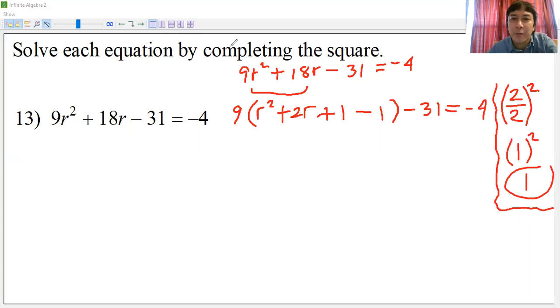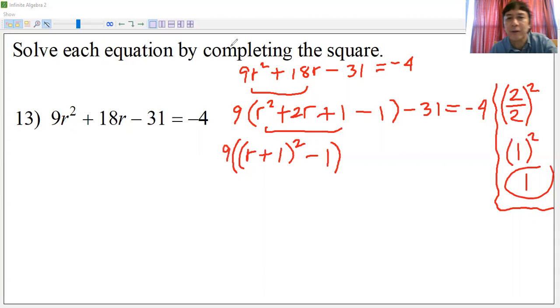Let's continue now. We're going to have this trinomial inside. We know how to simplify that. That will be r plus 1 squared, and that is still inside the first parenthesis, like that. And this is now with a minus sign there, and the number 9 there. And so we still have that minus 1 over there. We continue with the minus 31 equal to minus 4 there.